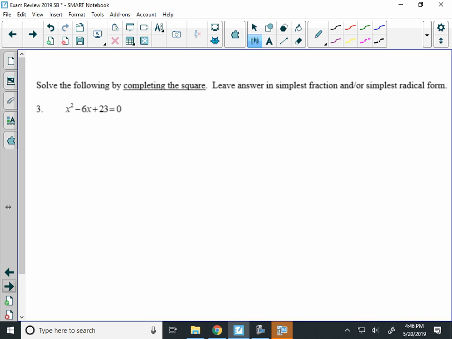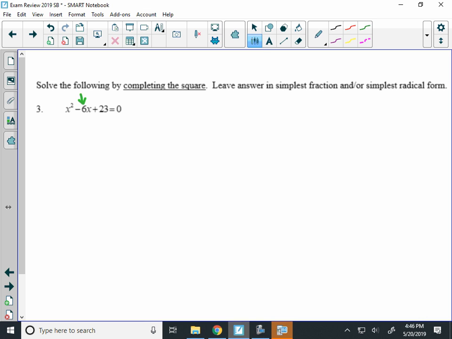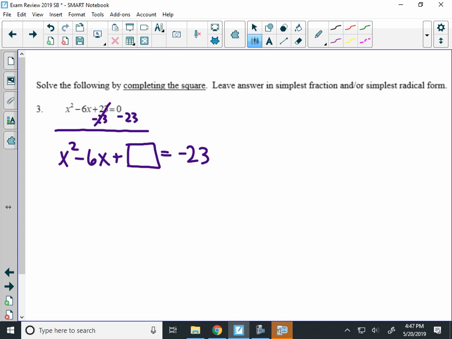I can use the completing the square here because the leading coefficient in front of the x squared is 1. And the middle term, negative 6, is even. So completing the square is going to be possible. Now, in order to start completing the square, I need to move the 23 to the other side. When I do that, I get x squared minus 6x, and then I put a plus box. I put a plus box on the right side as well.